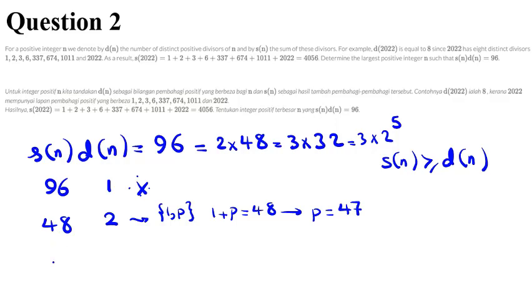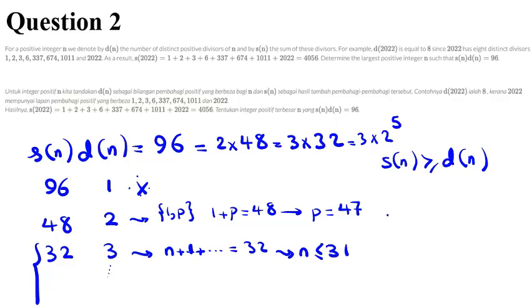Now let's check to see, can we find any better number after 48, the maximum number? 3 times 16, 3 times 8, 32. If it is 32, now we know the number of divisors is at least 3. Then the sum of divisors is n plus 1 plus something, which is 32. So for all other cases, we can say n is at most 31. So it is the best number. Because the problem asks for the largest positive integer n, the answer will be 47.